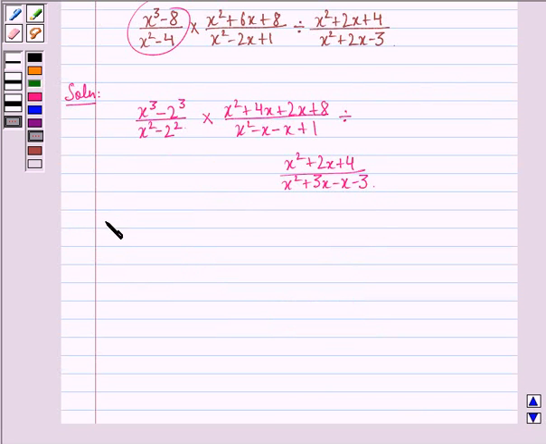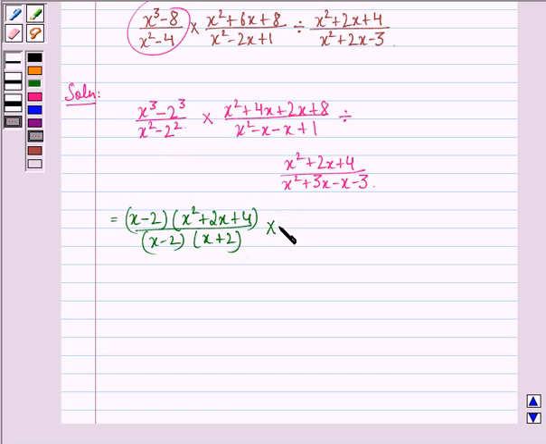Now this is equal to (x minus 2) into (x square plus 2x plus 4) divided by (x minus 2) into (x plus 2). This happens because from the identity a cube minus b cube, we get (a minus b) into (a square plus b square plus ab). In this case, a is x and b is 2, so we can write it like this. Here also this is a square minus b square, which is equal to (a minus b) into (a plus b), where a is x and b is 2.